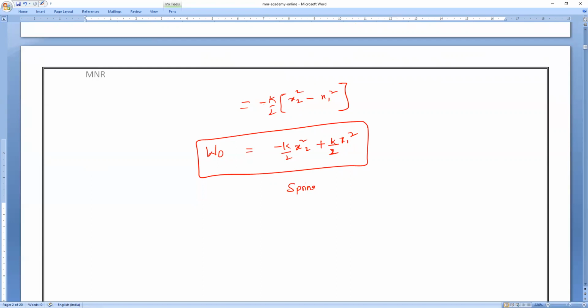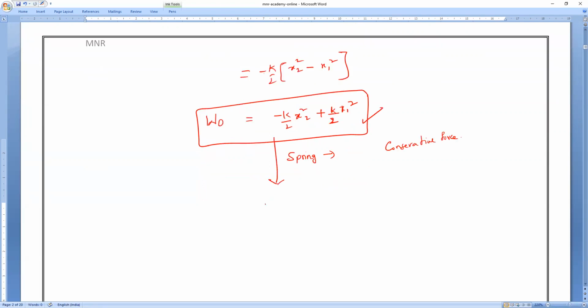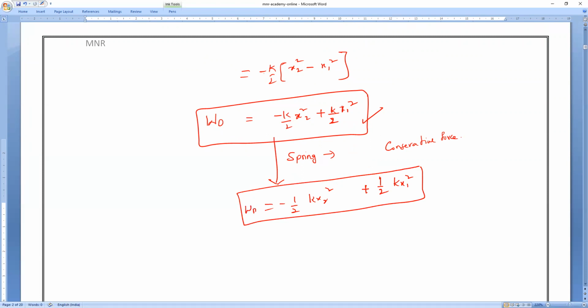So is spring a conservative or non-conservative force? Spring is conservative. Okay. So what is the work done by the spring? Work done by the spring is equals to minus, you take the half in front, so I'll modify this as minus 1 by 2 kx2 square plus 1 by 2 kx1 square. Am I right, guys? So that is the work done by the elongation of the spring. Everybody clear? Any doubt? Please let me know. All of you understand now?